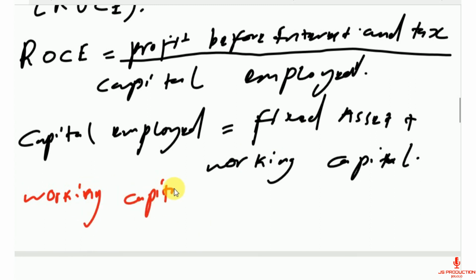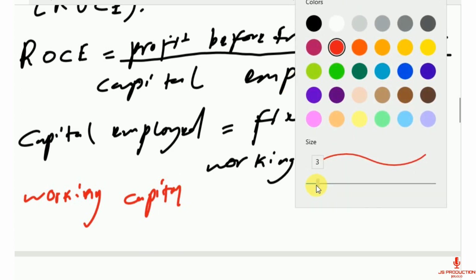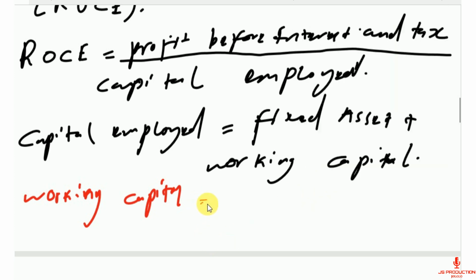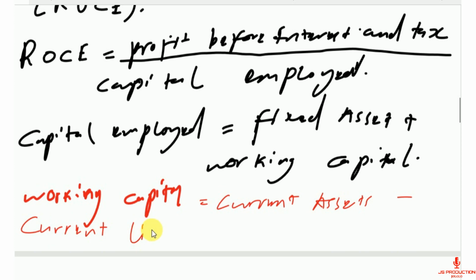We can find our working capital there. So working capital is equal to current assets minus the current liabilities. So that's the formula that we use when calculating working capital.